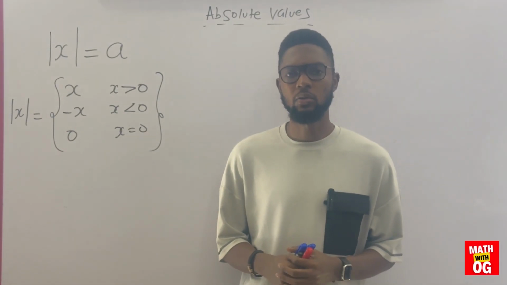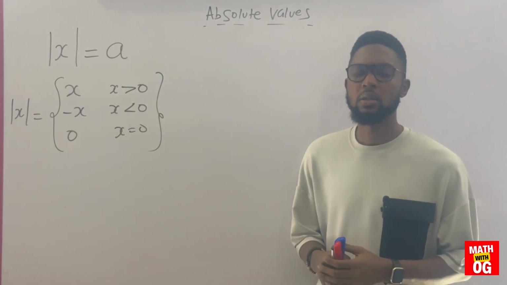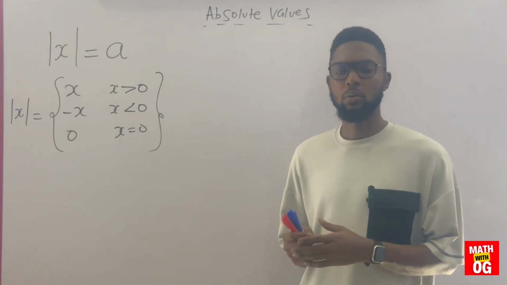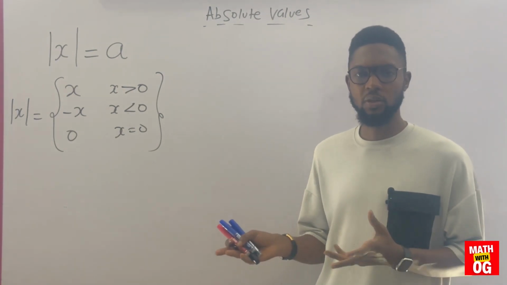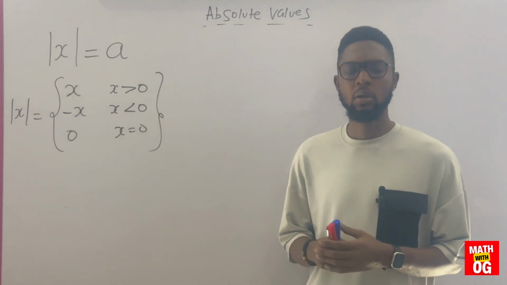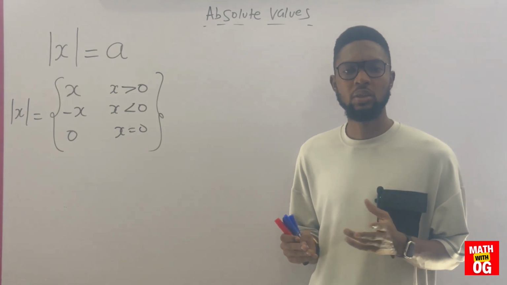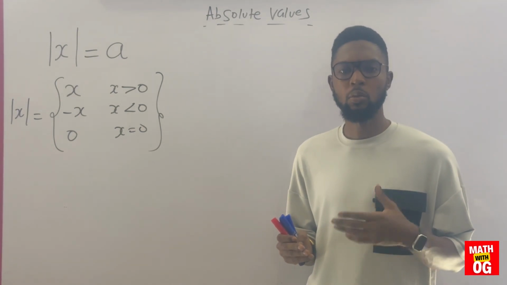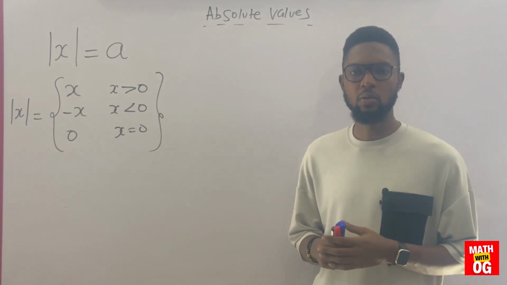Introducing absolute values. Now, absolute values are simply the distance, or let's say the amount in which a number differs from zero. Yes, I would like to put it that way. The amount in which a number differs from zero. Now, we don't care about the sign. That means most times or always your answer must be a positive value.